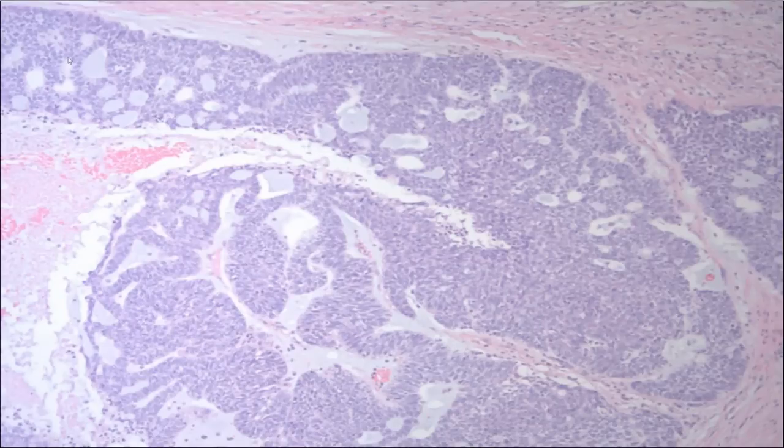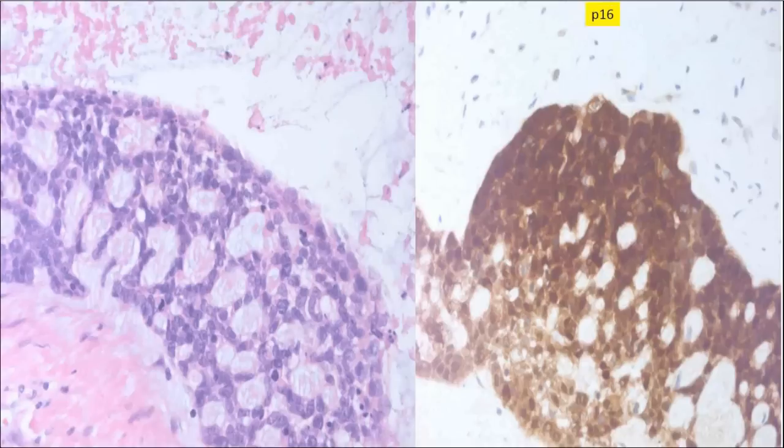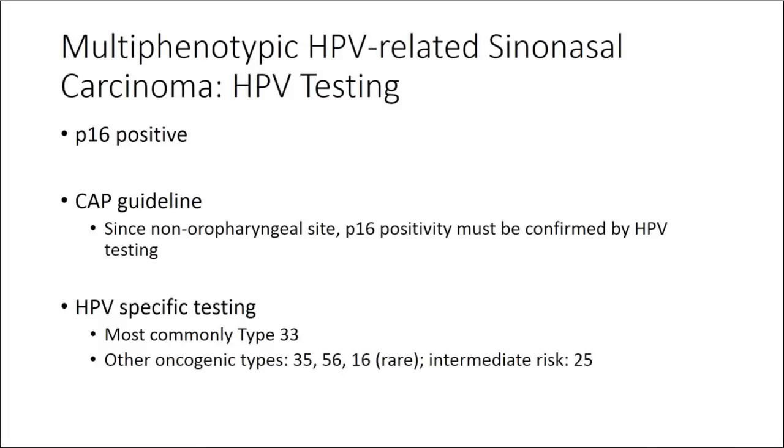Here's just an example, one of the cases that we had recently, and you can see that there's these cysts with this basement membrane type material, so mimicking what we might see in adenoid cystic carcinoma. And here's just another area, and here's P16 on the right side panel, just showing you that these are HPV related. Now, to talk just a little bit about HPV testing.